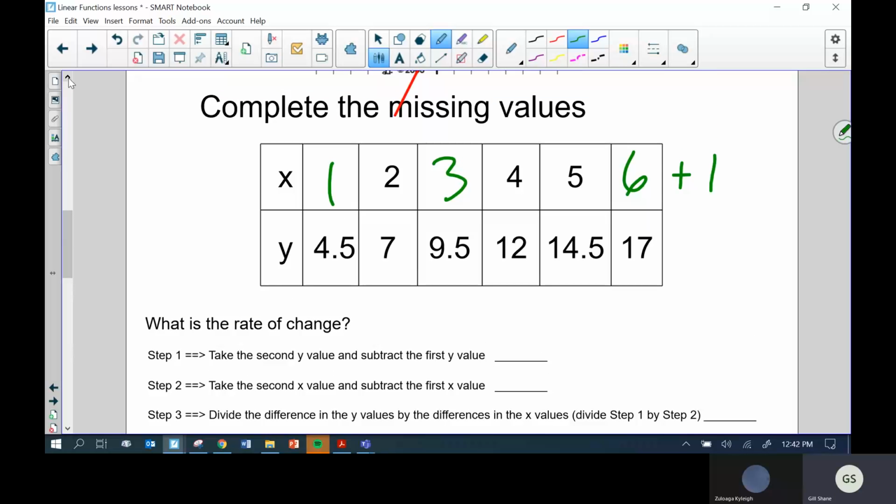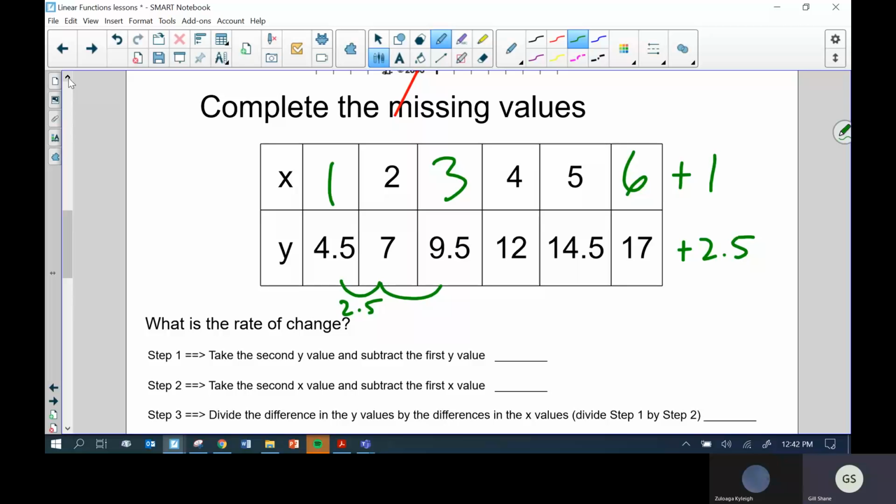So the pattern is 2.5, right? If you can't figure out 4.5 to 7, it's a little easier to figure out 7 to 9.5. You're going up 2.5. So the pattern is 2.5. That means 2.5 is our rate of change, because we already have an increase in x's of 1 every time, which is what we want. That means this number is automatically the rate of change.